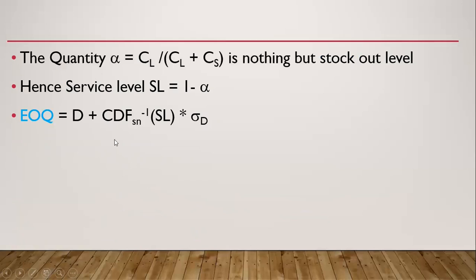So the formula for economic order quantity is the average demand plus the inverse of the cumulative distribution function of the standard normal distribution at the service level 1 minus alpha, which we have calculated previously from this entity, multiplied by the standard deviation of demand. So this is the second approach to calculate the economic order quantity.